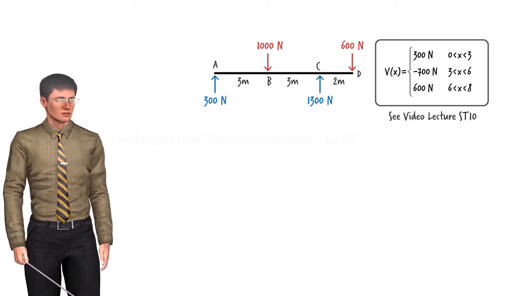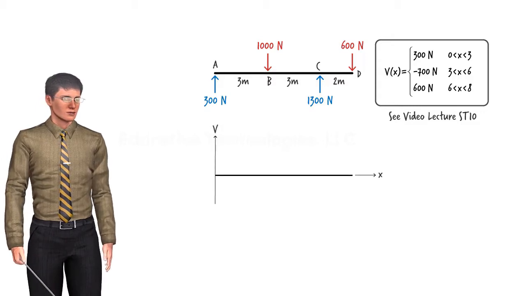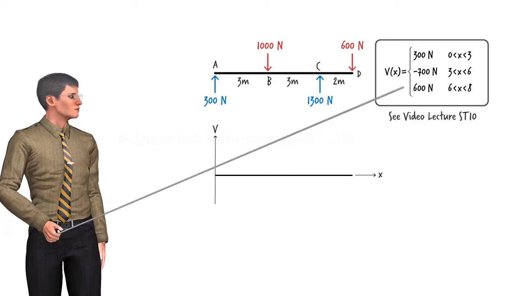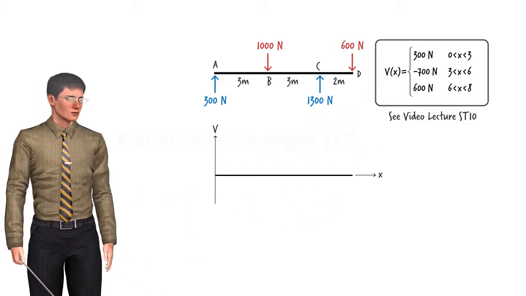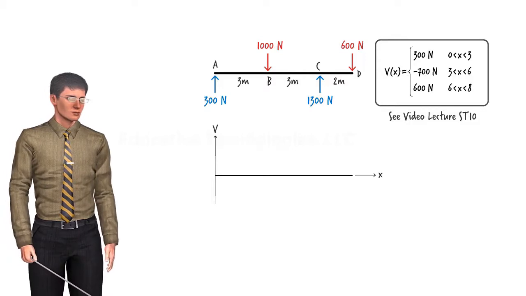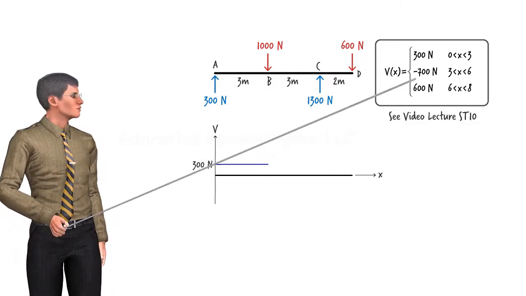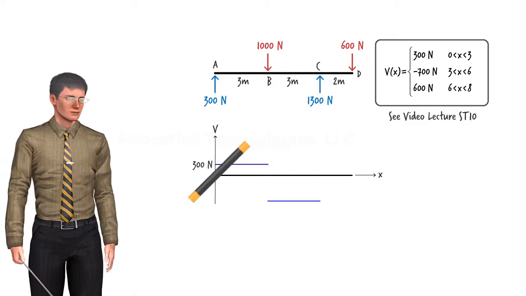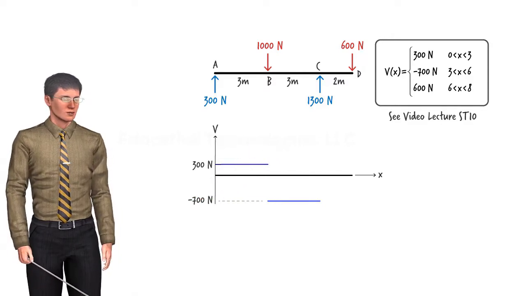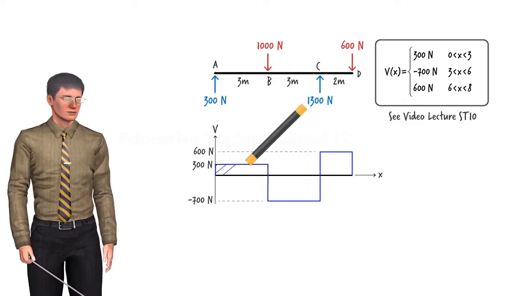Once we have the shear equations, we can then graph them in order to come up with a shear diagram for the entire beam. This is the equation for the shear in the left segment of the beam. The equation tells us that shear is constant throughout the segment, so its graph looks like this. The second equation covers the shear in the middle segment of the beam. It can be graphed this way. And the third equation translates into this line. So here's the shear diagram for the entire beam.